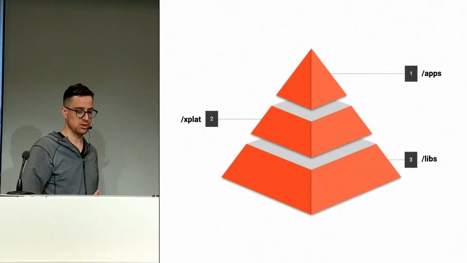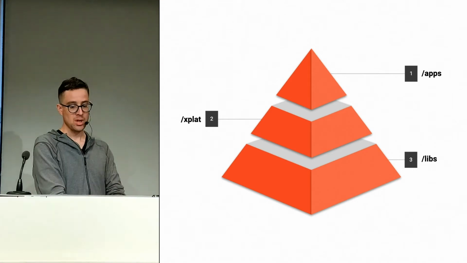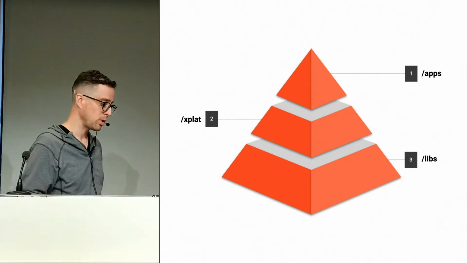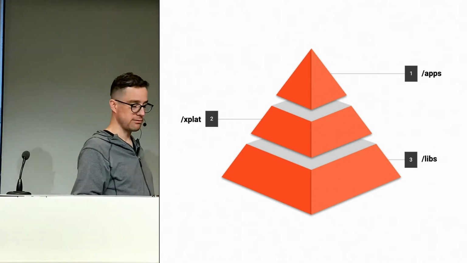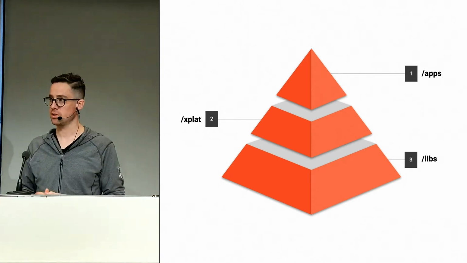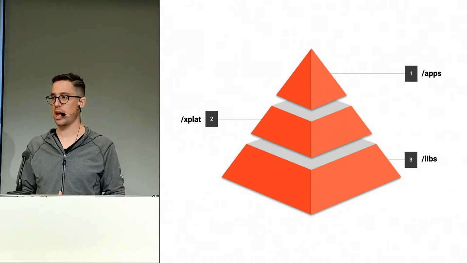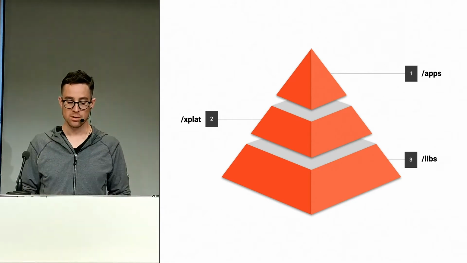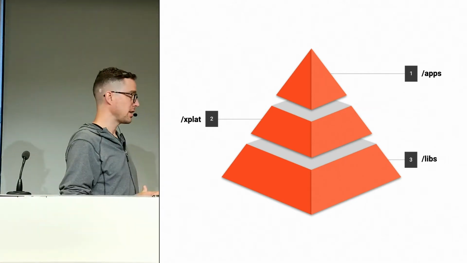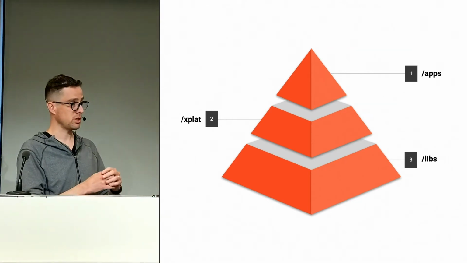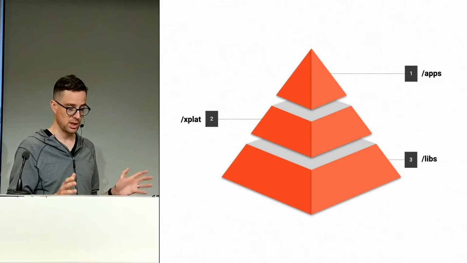So you can think about the structure as this pyramid. This is very similar to what you might do with just a traditional NX environment. The important part here is that middle tier, right? And that's where we're going to have our cross-platform code. So at the base, we have our libs directory. That's where we're going to put all of our code that's going to be shared across platforms and across applications.